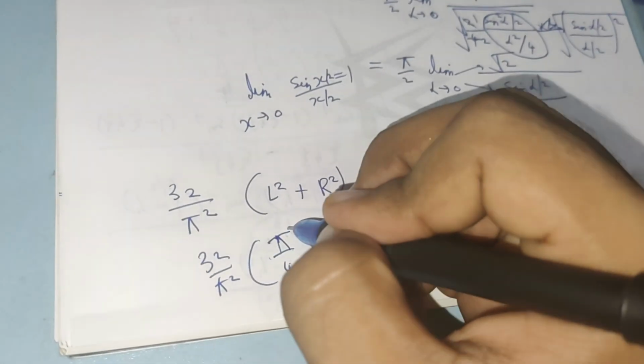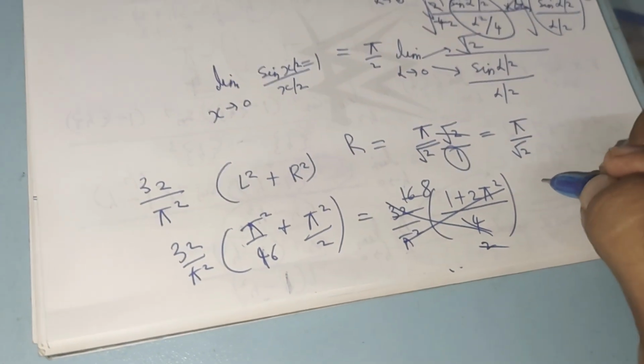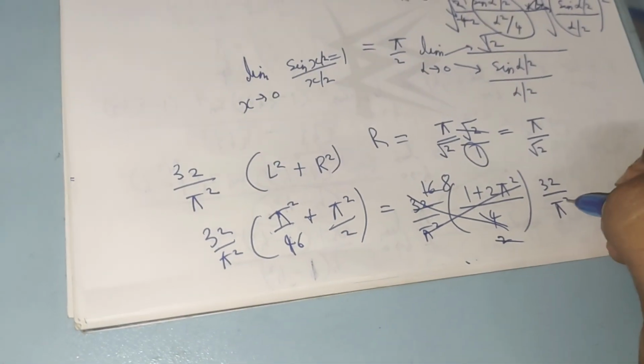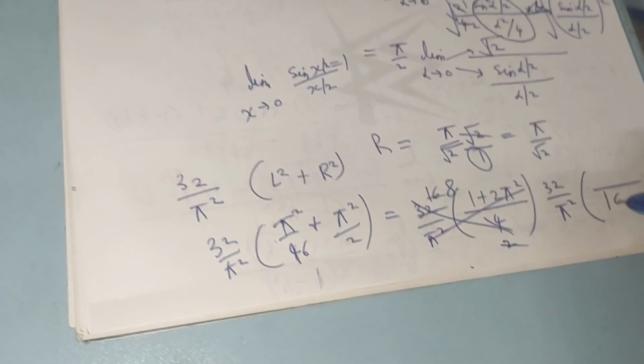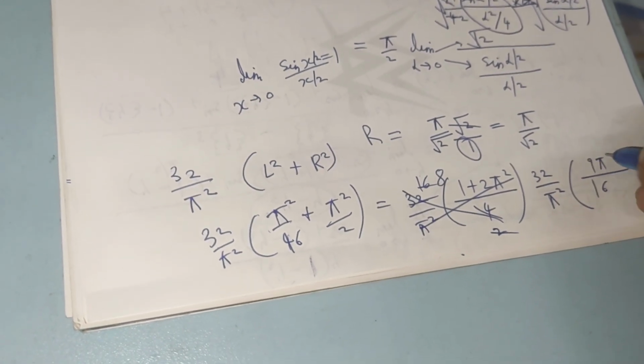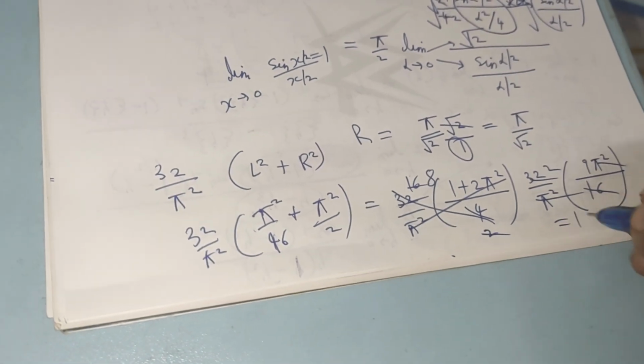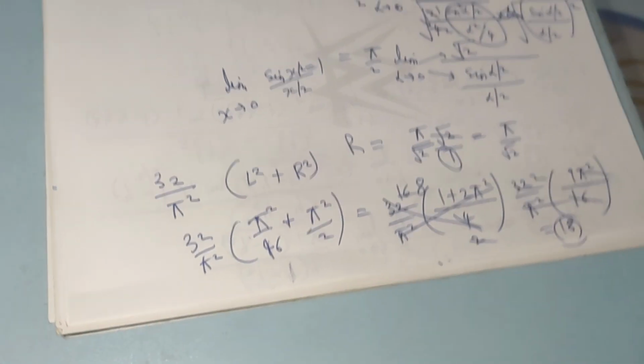So that pi by 4 square, when I put, I will get pi square upon 16, and when I substitute here 32 upon pi square, if I take LCM 16, and here 8 pi square, 9 pi square upon 16, this 2, I will get the final answer as 18.